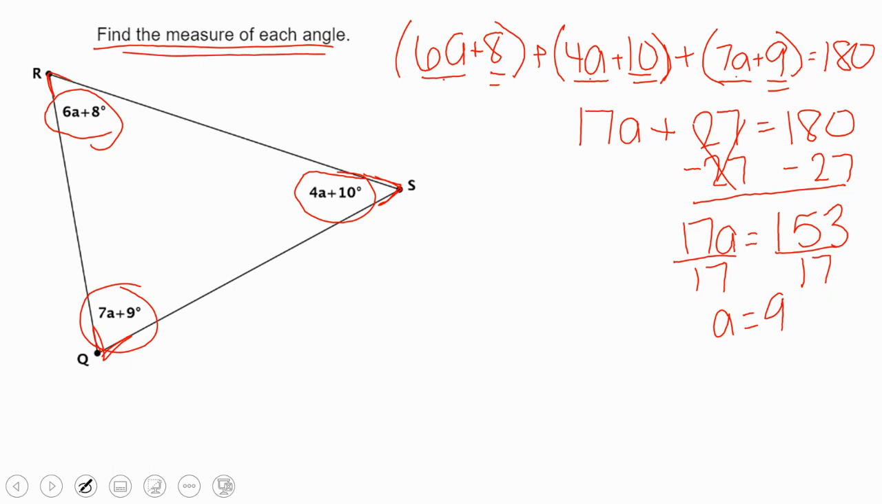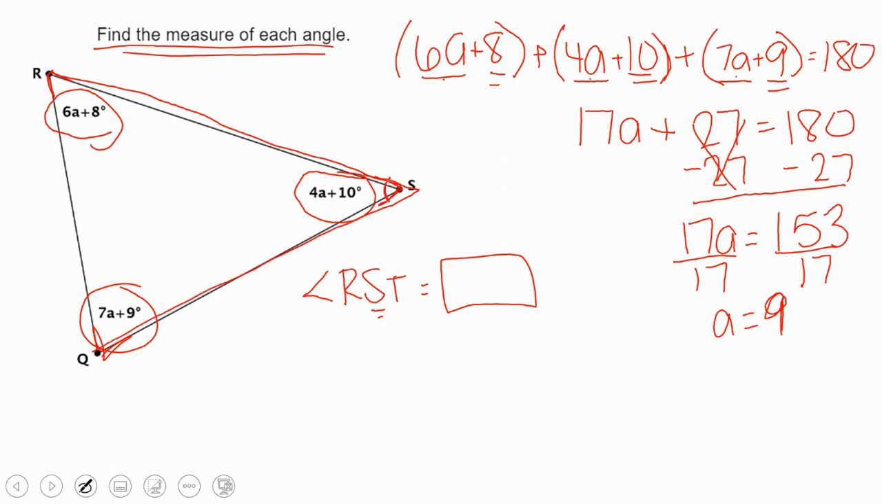Now the directions say to find the measure of each angle. Once we know that a is 9, we can put that back in to solve for each angle. It will have it listed like the measure of angle RST equals blank, and you have to fill that in. Always use the middle value. So this is saying RST, that's this angle right here. We put 9 back in for a. So that's 4 times 9 plus 10. 4 times 9 is 36, plus 10 is 46 degrees.